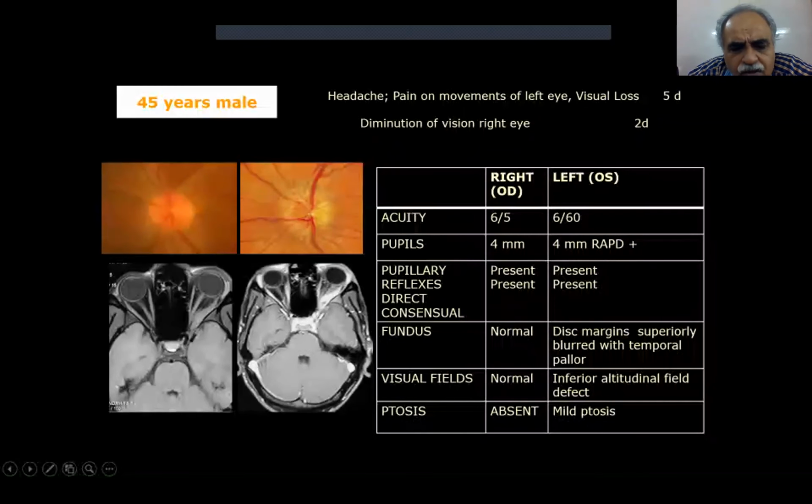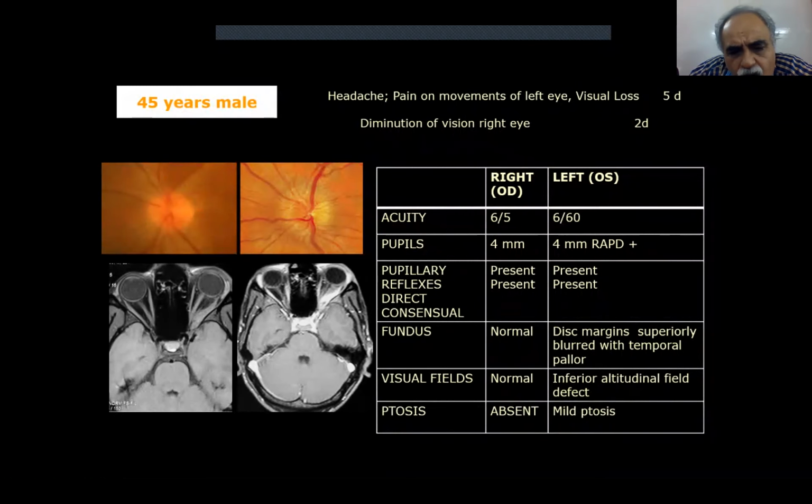So when we do the orbital fat suppressed MRI, we notice that there is a cysticercus sitting at the orbital apex. Now this cysticercus is leading to visual loss and is producing what is called a superior orbital fissure syndrome, which the previous speaker had referred to.